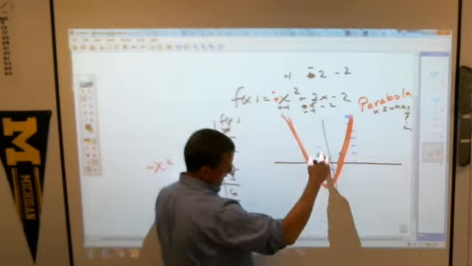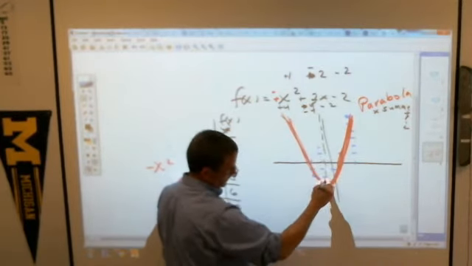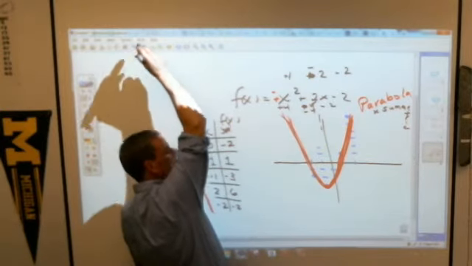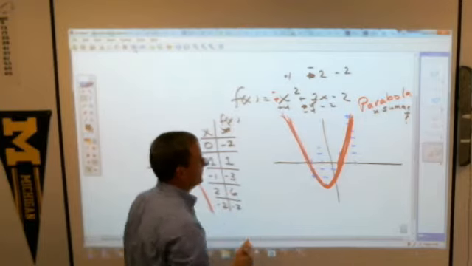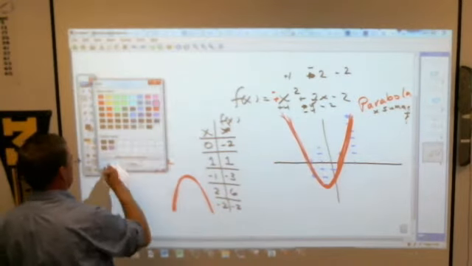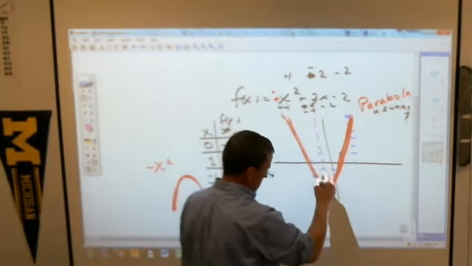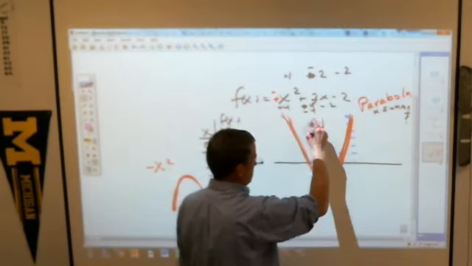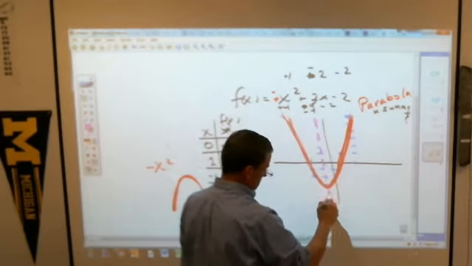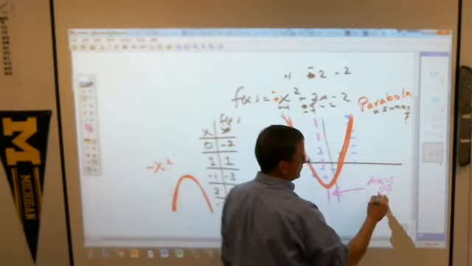All parabolas have what we call a line of symmetry, but we don't call it that, we call it an axis of symmetry. And this would be right here. This little thing right here goes right down the middle. That little pink thing is called the axis of symmetry.